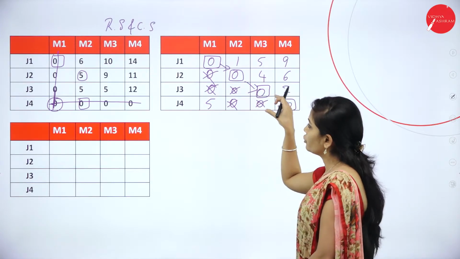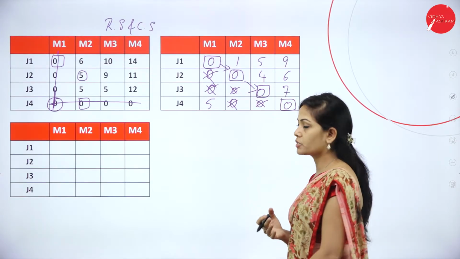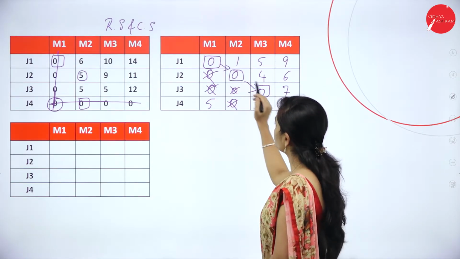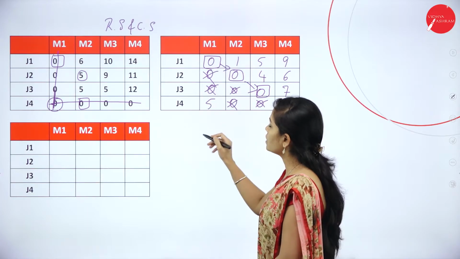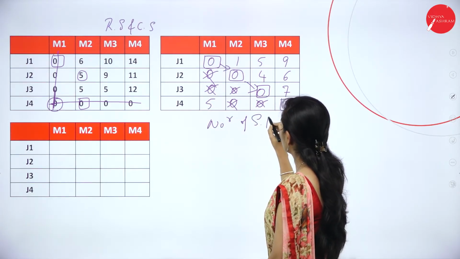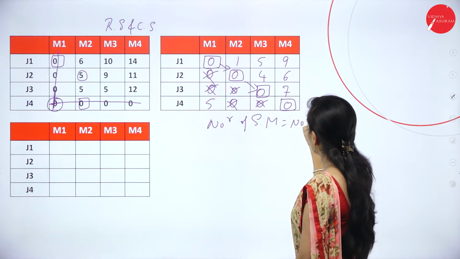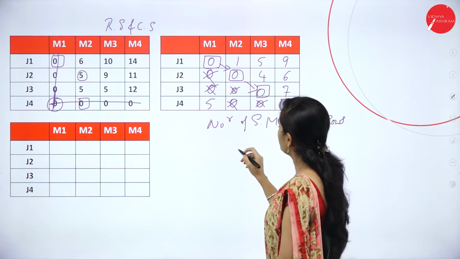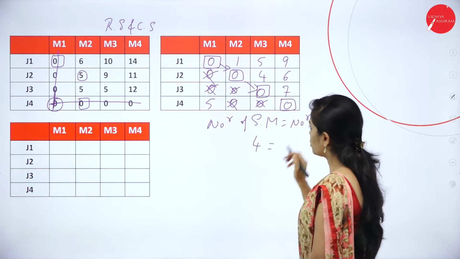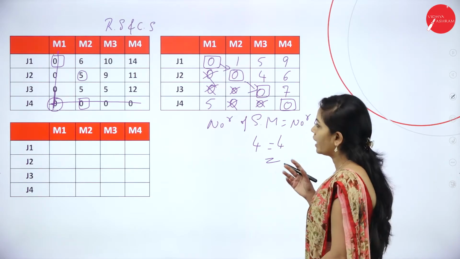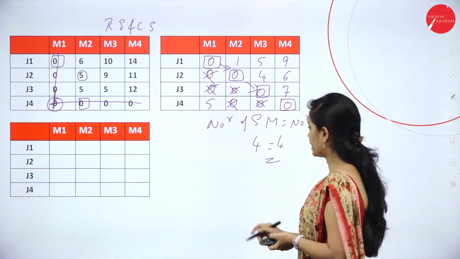So now you can cross verify whether it is a square matrix or not. The number of squares marked is 1, 2, 3, 4 and the number of rows is 4. So the number of squares marked is equal to the number of rows. How many squares are marked? 4, and the number of rows is also 4. So 4 is equal to 4. It is a square matrix. And next you can find the assignment.